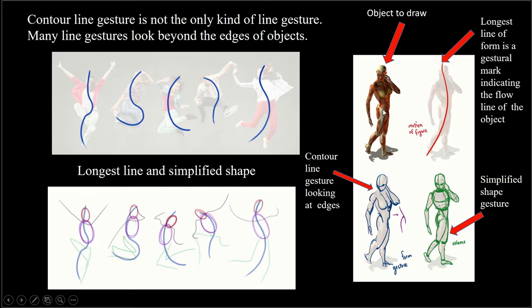So they're building this up. Here you have your object to draw. You have the longest line of the form, and here you have the simplified shapes on that longest line of the form. And this is what a contour line gesture looking at the edges of that same exact object might look like.